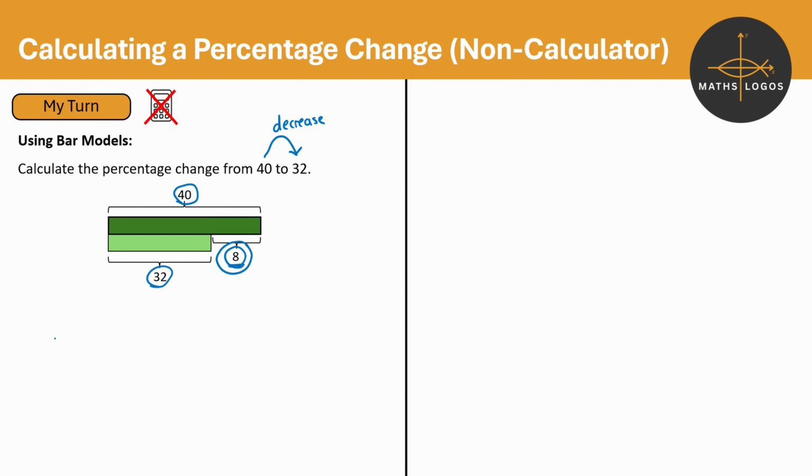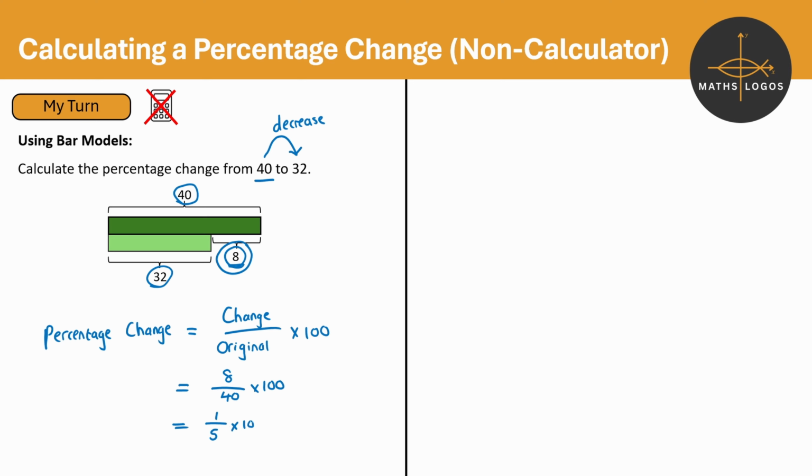We'll start with our percentage change formula. So change over original multiplied by 100. The change in this case is 8, that's what I've lost. And my original was 40 multiplied by 100. Go ahead and simplify that fraction, so both of those are divisible by 8. If I divide the numerator by 8, I get 1. If I divide the denominator by 8, I get 5. 1/5 as a decimal is 0.2. And then I'll go ahead and multiply 0.2 by 100 to get me to 20%.